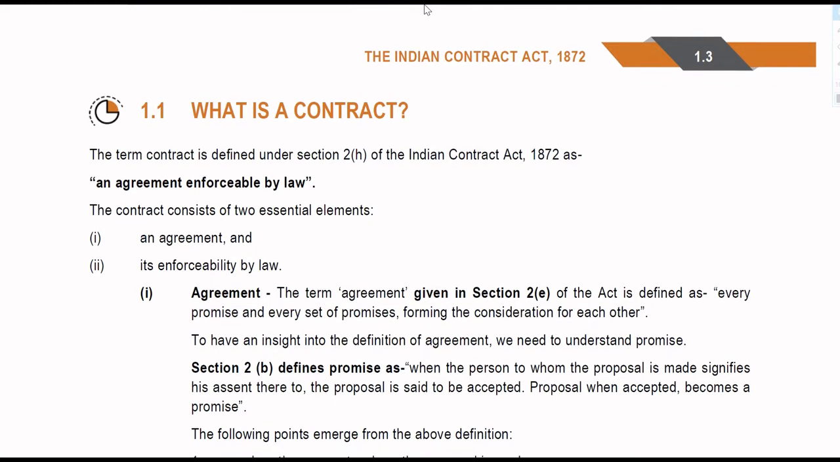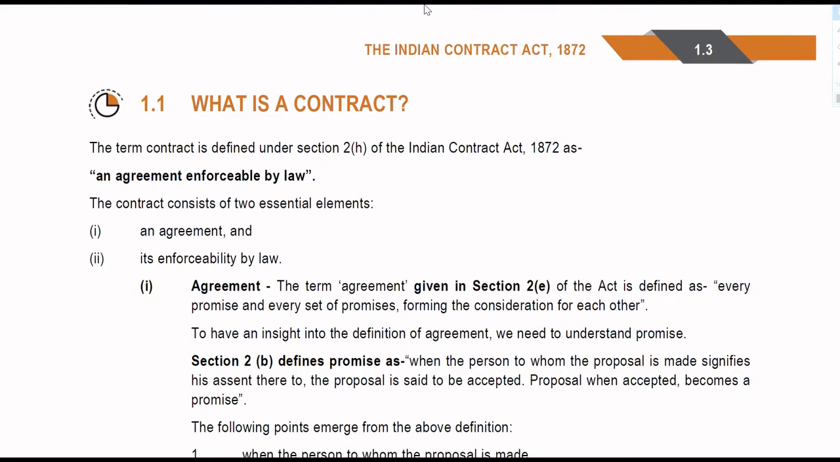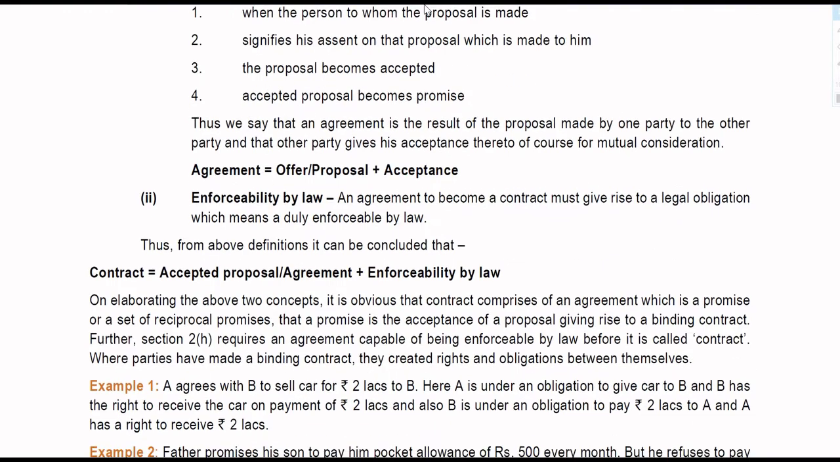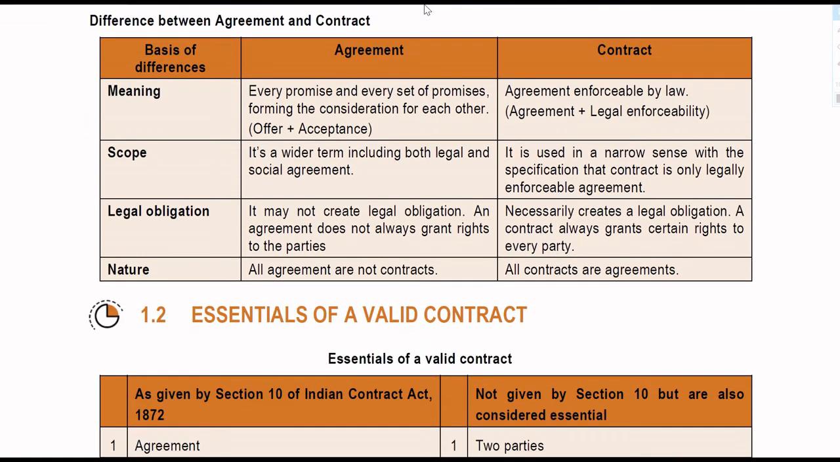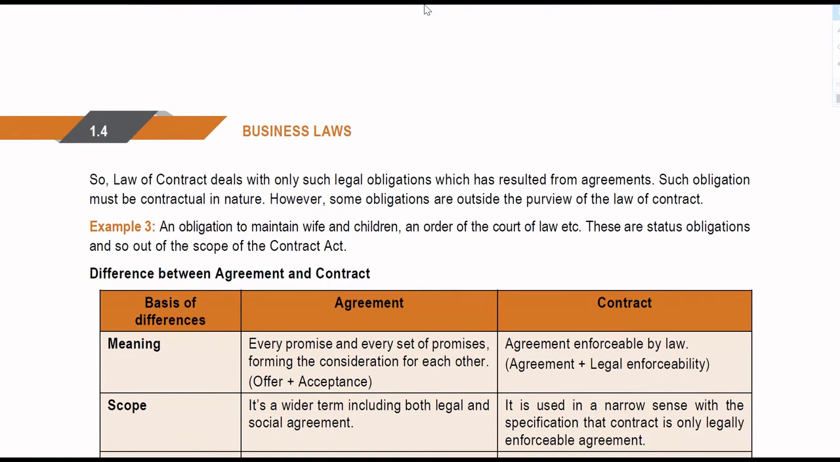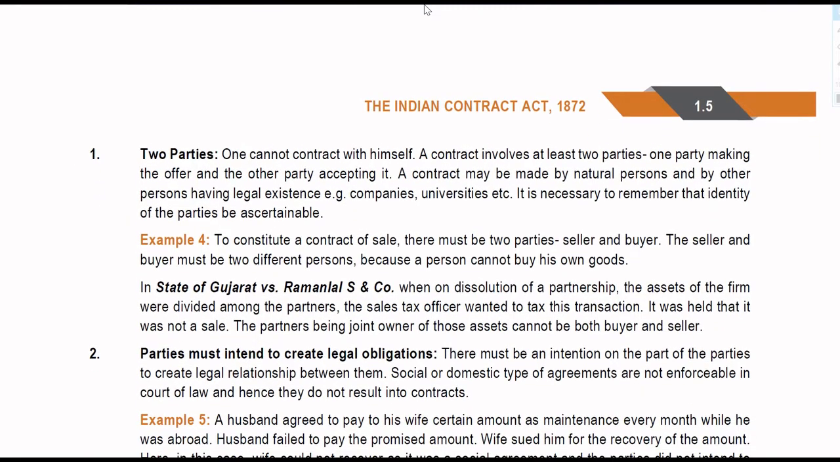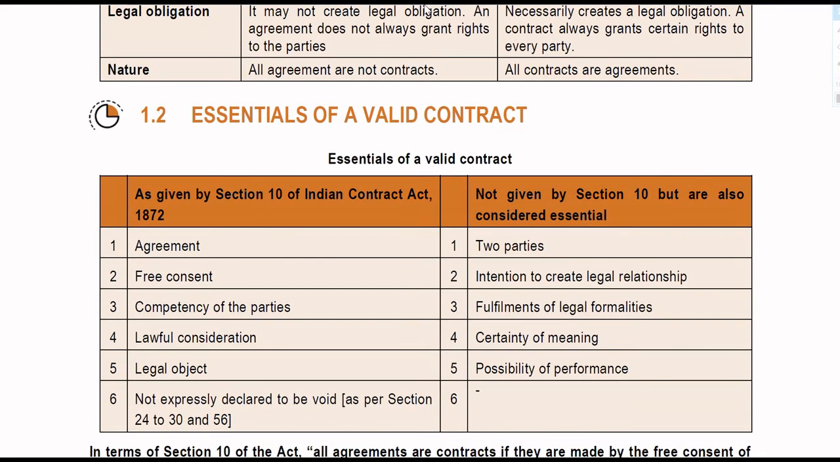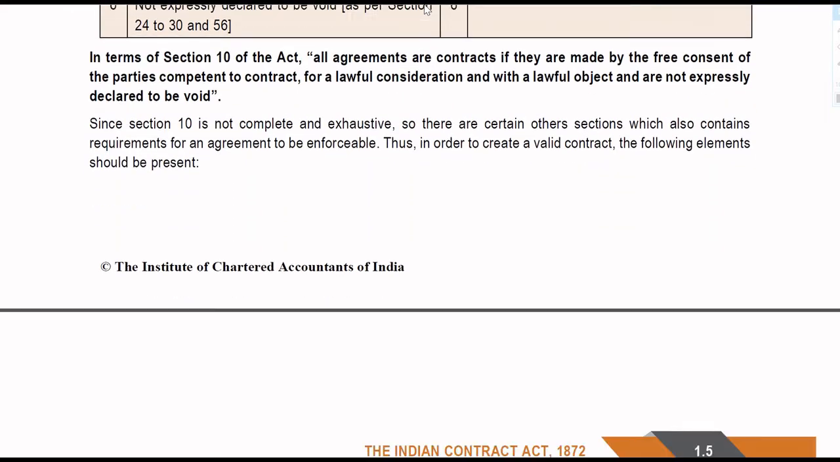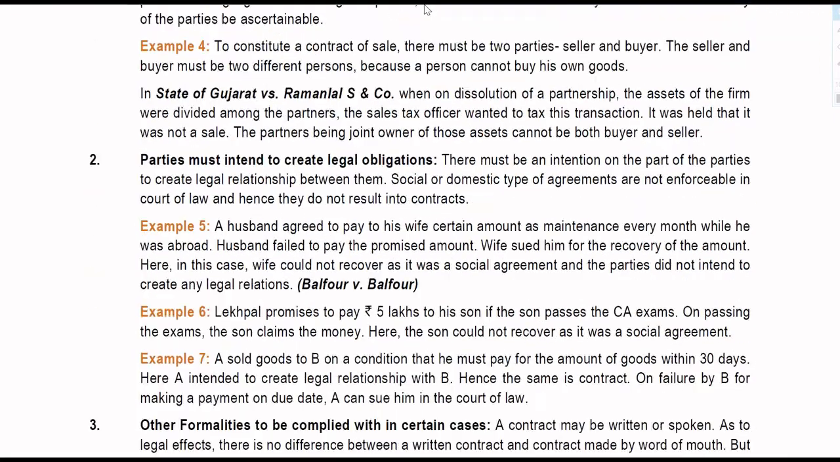And we have seen what a contract is. A contract is an agreement which is enforceable by law, and we have also seen what an agreement is and what is meant by promise. We have seen a lot of examples, and the difference between agreement and contract. And we have seen the essential elements of a valid contract as per Section 10. These are the essential elements of a valid contract.